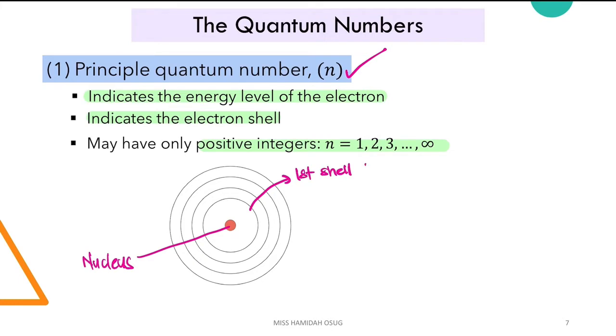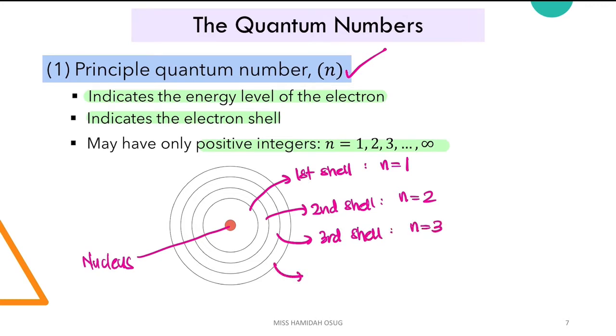In the center we have the nucleus. The first shell is called n equals 1. The second shell is n equals 2. The third shell we call n equals 3. And the fourth shell we call n equals 4.